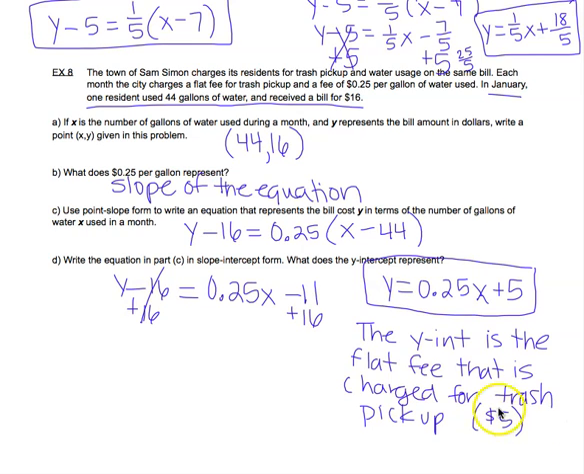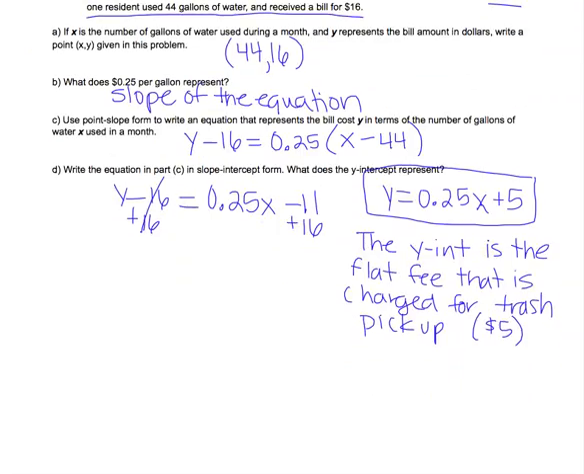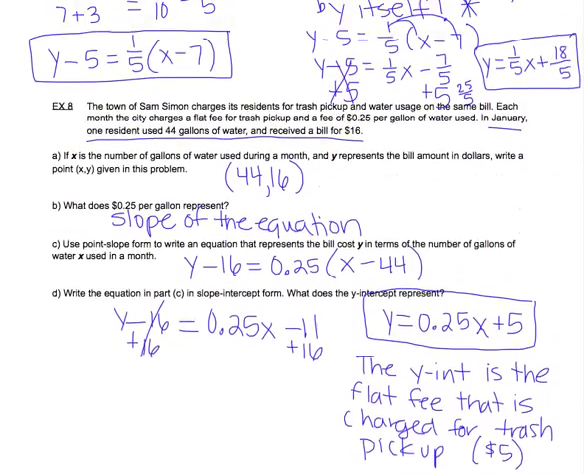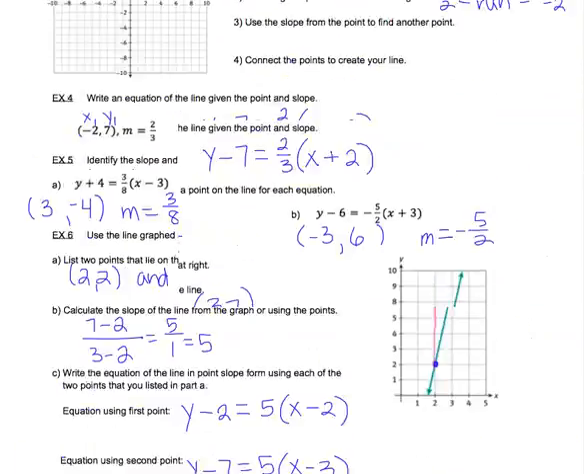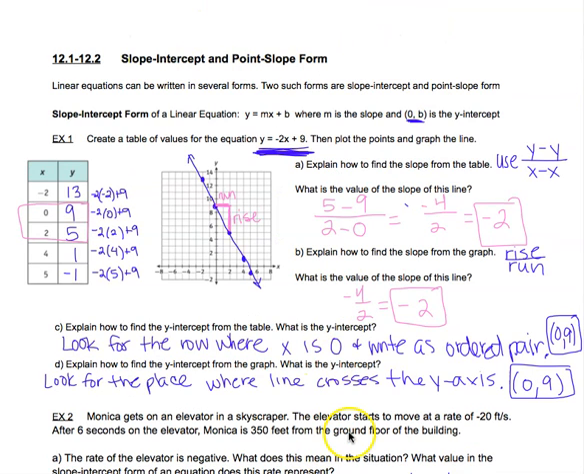I wish my trash pickup was only $5. That is pretty cheap. Okay, so hopefully you feel like you have a pretty good grip on slope-intercept as well as point-slope form. We'll be doing a lot more practice with those in the next week or so.